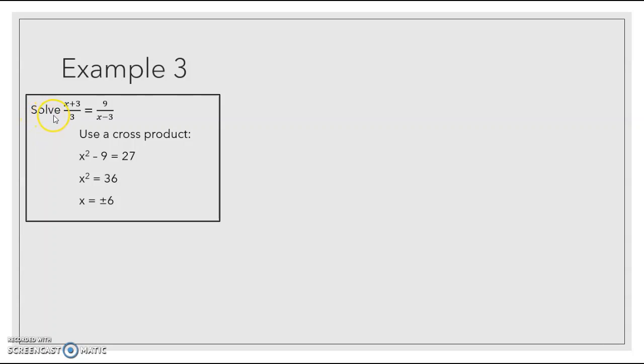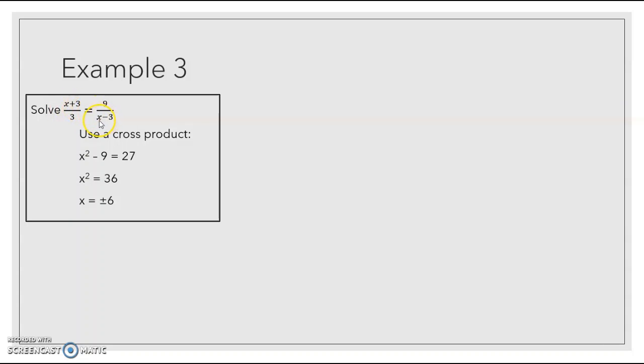Okay, so in this example, they ask you to solve the proportion x plus 3 over 3 equals 9 over x minus 3. I'm still going to use a cross product, but I have to watch my algebra. Notice these are almost exactly the same, except this has a plus and this has a minus. So I can't do the same thing I did in the last example, where it was something squared. I actually have to multiply this out.